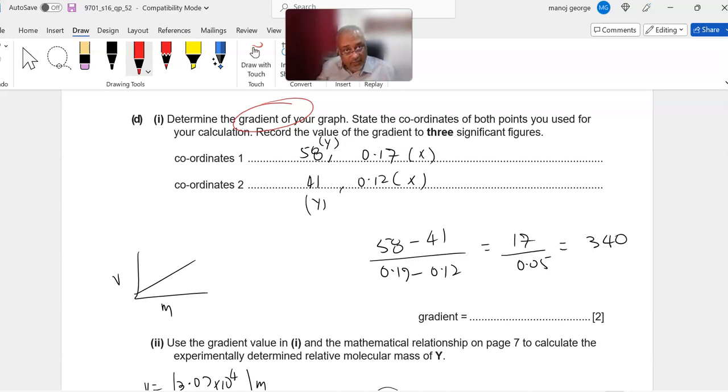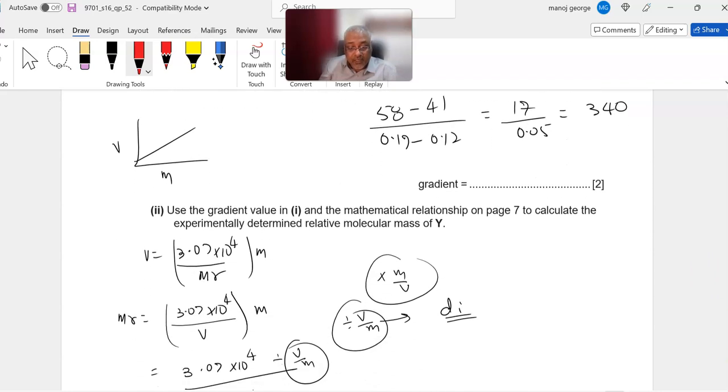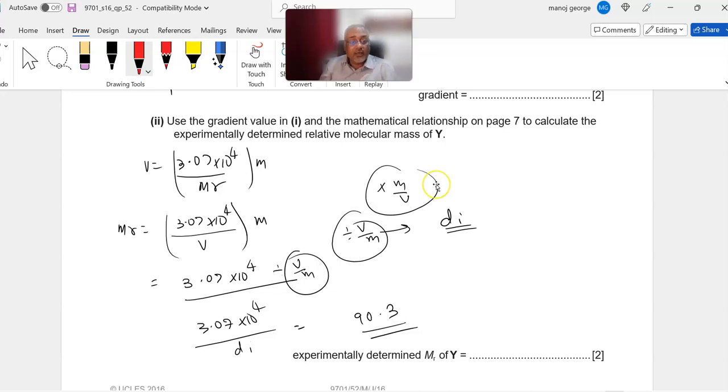So you know how to find the gradient. Whatever you do, your answer would be somewhere close to 340. It could be a plus minus 5, could be a plus minus 10. Usually there is no recommended answer in the marking scheme. The examiner will check your working, and if they arrive at the same answer as yours based on your working, you will get all the marks there.